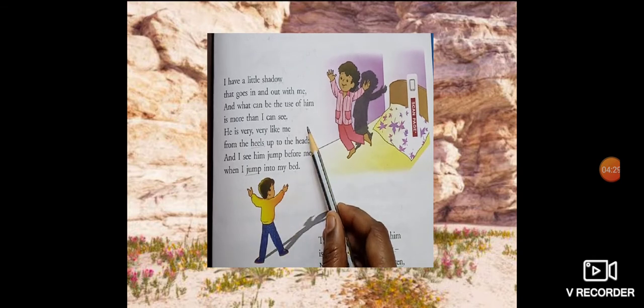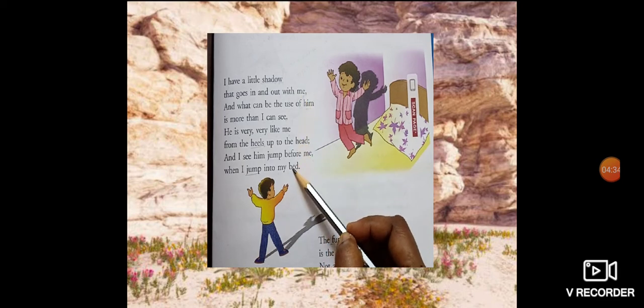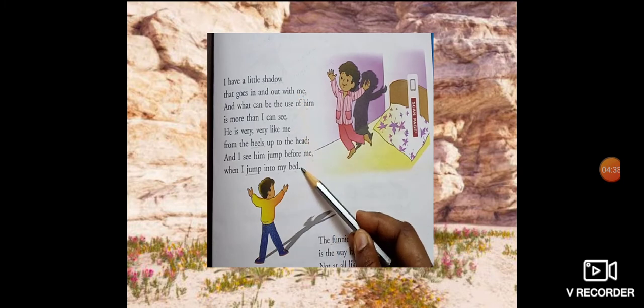Okay? So, have you understood all these lines? How many lines are here? 8 lines. You will get these 8 lines for your midterm exam. Okay? Have you all understood, children?